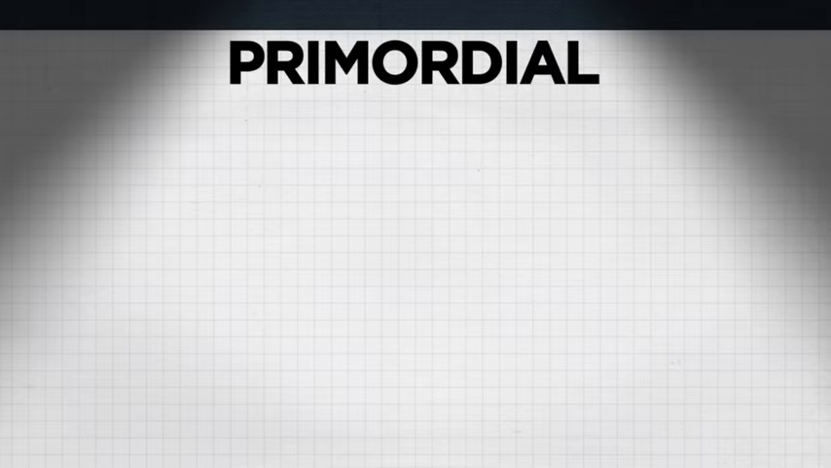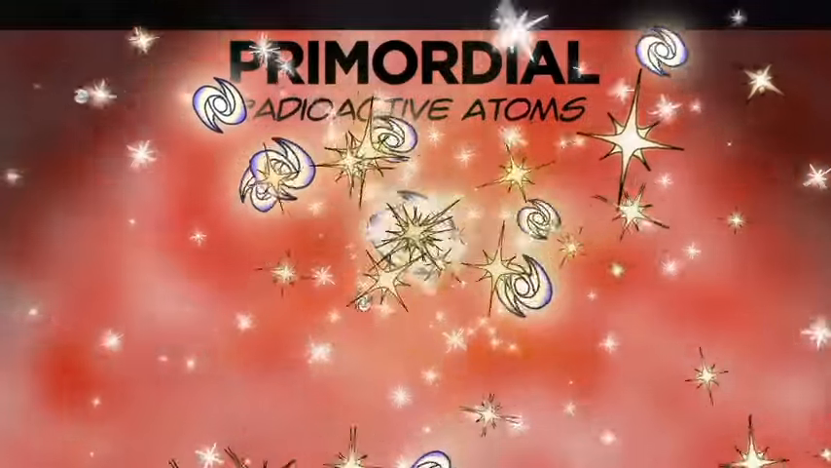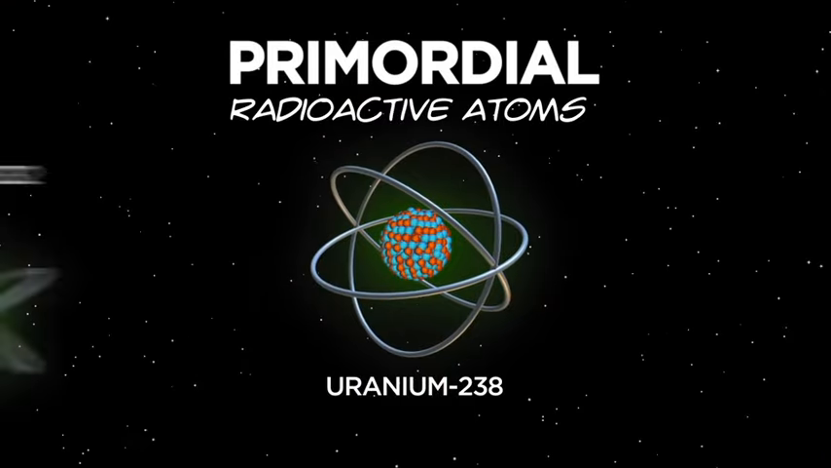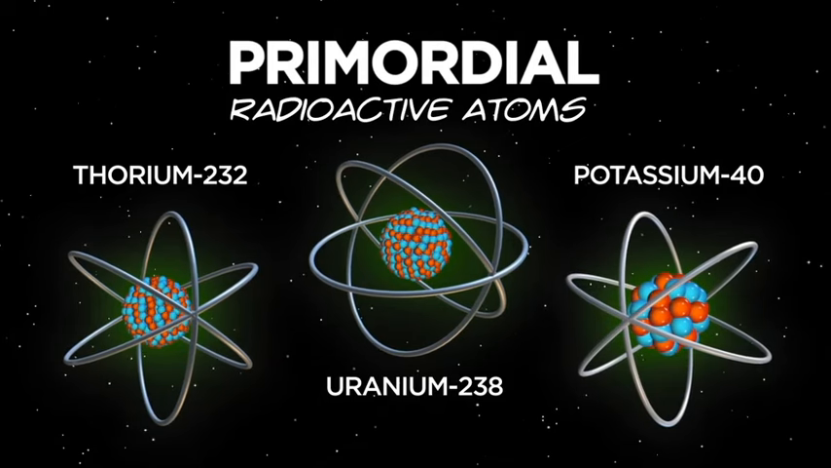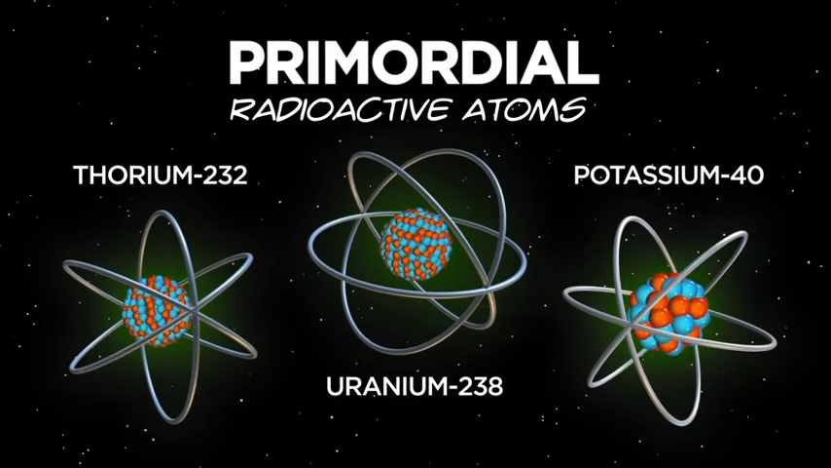One group of radioactive atoms, we call them primordial. These atoms were around when the solar system and the planets were formed. These include uranium, thorium, and potassium. So what we find today, they were around when the planet was formed.